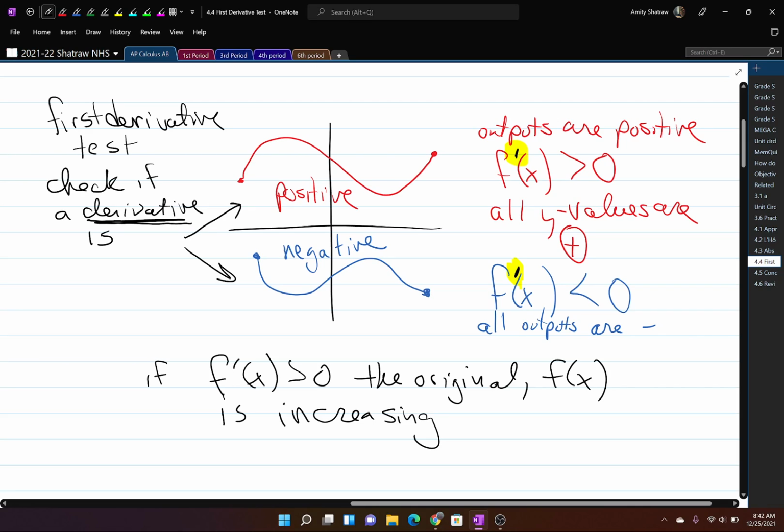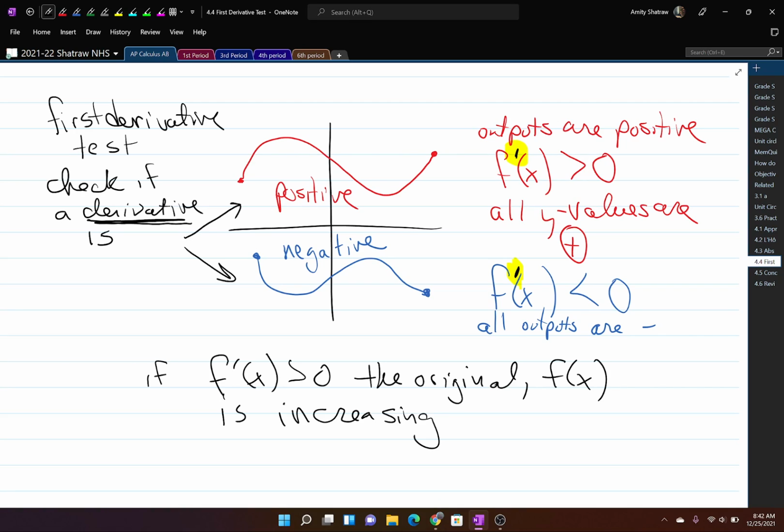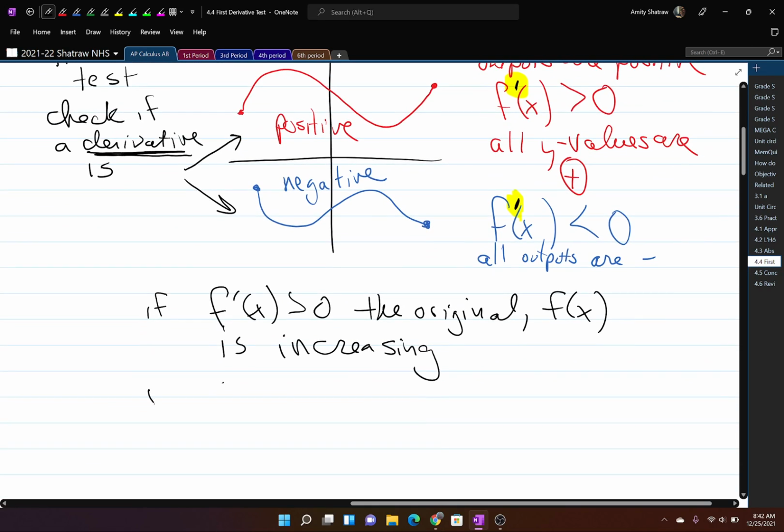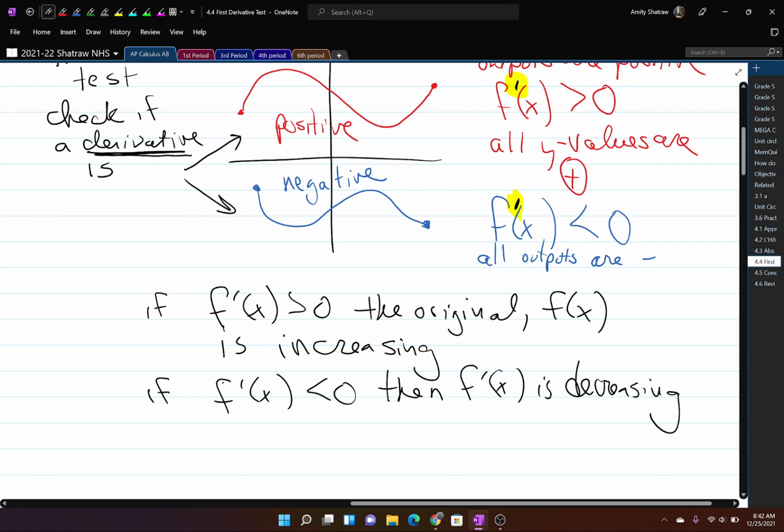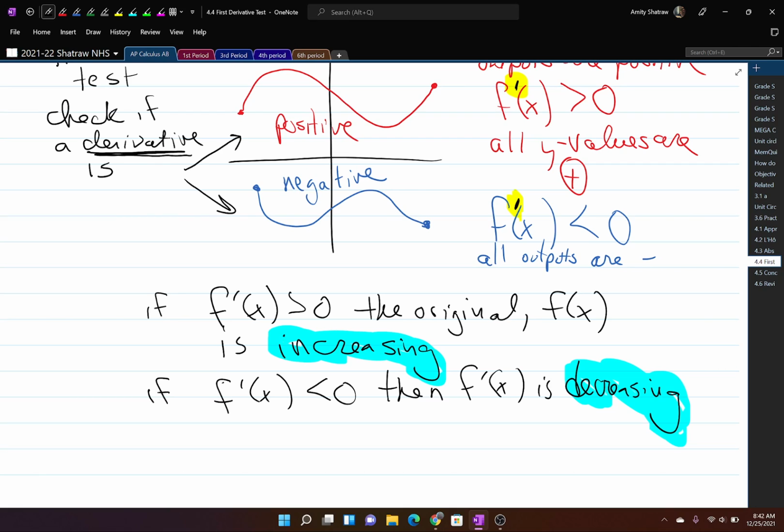Why? Well, because if I have a positive slope, then that means that the function is growing. If I have a negative slope, that means the function is decreasing. Then f prime of x is negative. But here's where we get to talking about these words increasing and decreasing. And as a teacher, I find that students get confused about that as well.